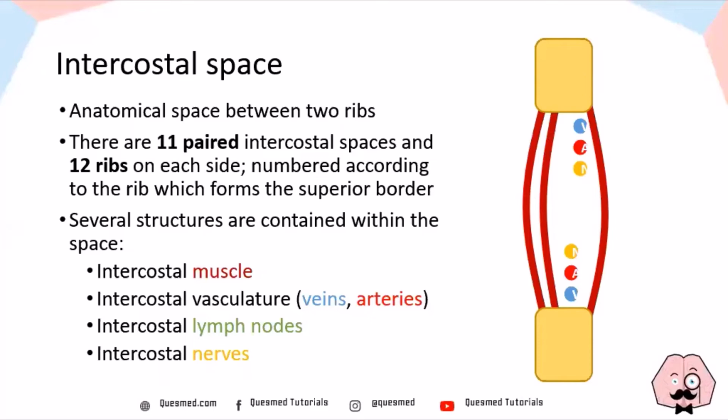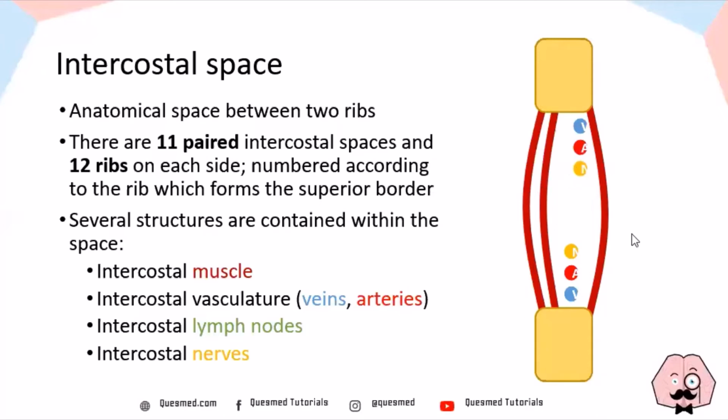So there is no intercostal space below the 12th rib, because there is no other rib beyond the 12th rib. And they're numbered according to which rib forms the superior border. The primary neurovascular bundle is contained under the inferior border of the rib above. And as we said, it's structured as vein, artery, and nerve.